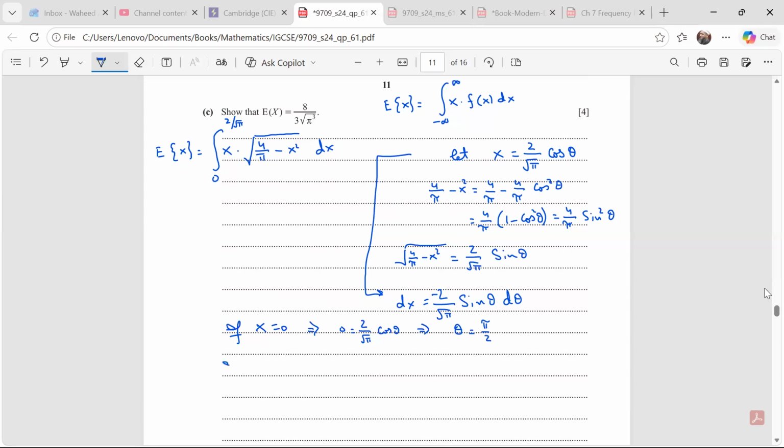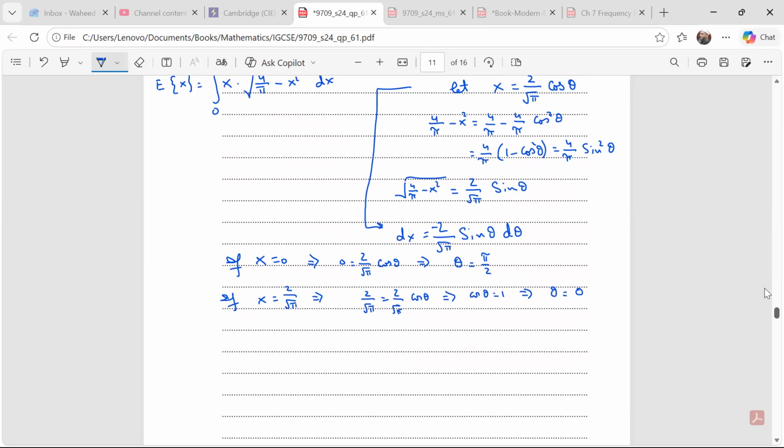Yeah, okay. And if x is equal to 2 over under root pi, again, I'm talking about this expression, it is 2 over under the root pi is equal to 2 over under the root pi into cos theta, which means cos theta is equal to 1, which means that theta is equal to 0, right? 0 degrees cosine is 1. Okay, so now you have all the things to substitute.